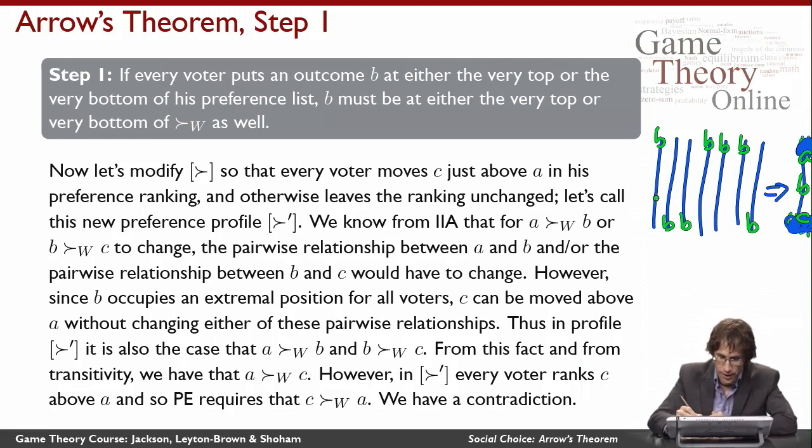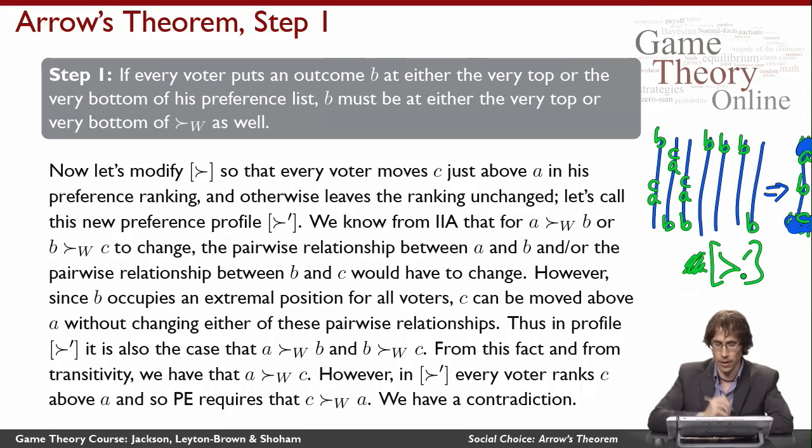So let's imagine that A was in all of these different places and so on. Let's just move it so wherever C was before, let's just stick it right above A in the ordering and leave everything else unchanged. And let's call that new preference, let's call that new ranking pref prime. So now we're going to start using these definitions that we've assumed about the preference ordering.